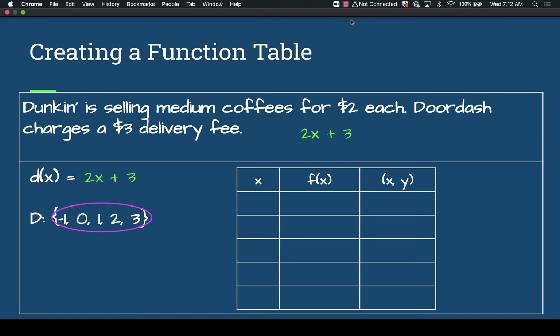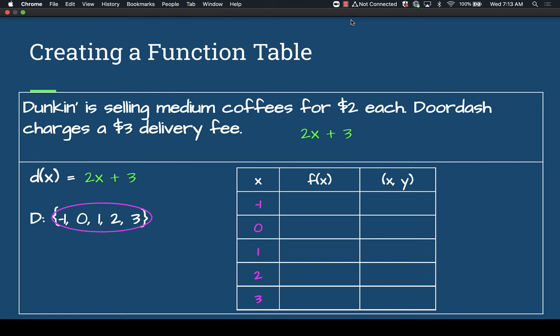Now, when we think about what the domain means, that's your input values. And in this situation, we couldn't really have -1 coffees. However, I'm including it here because I want you to get the gist of what's happening. So that domain, those are your x values. So we're going to put them in our table as our x values.